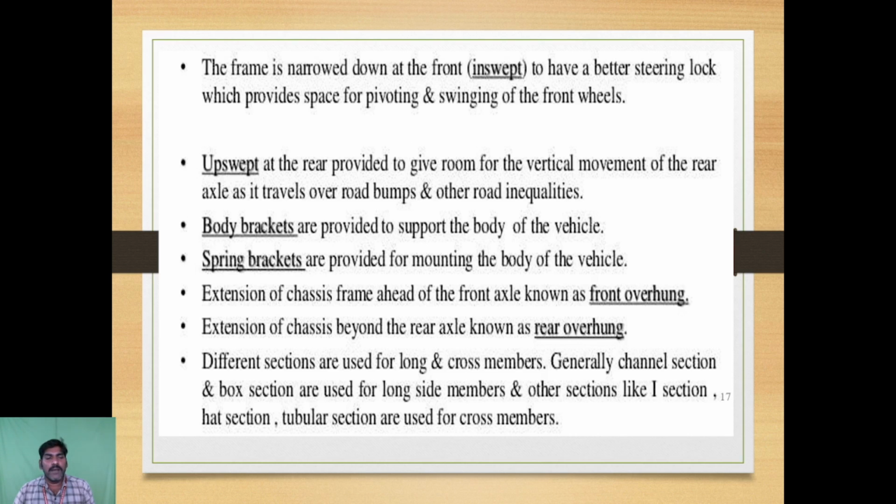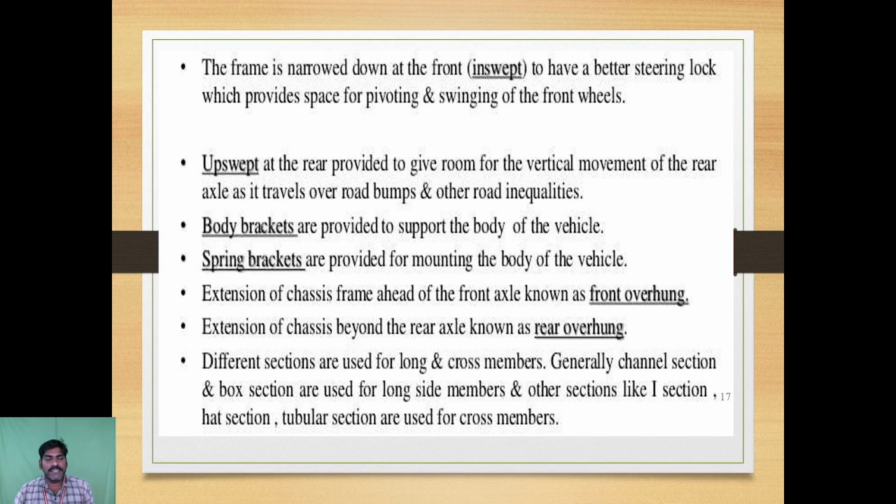Body brackets are provided to support the body of the vehicle. Spring brackets are provided for mounting the body of the vehicle. The extension of the chassis frame ahead of the front axle is known as front overhang. The extension of the chassis beyond the rear axle is known as rear overhang. Different sections are used for long and cross members.